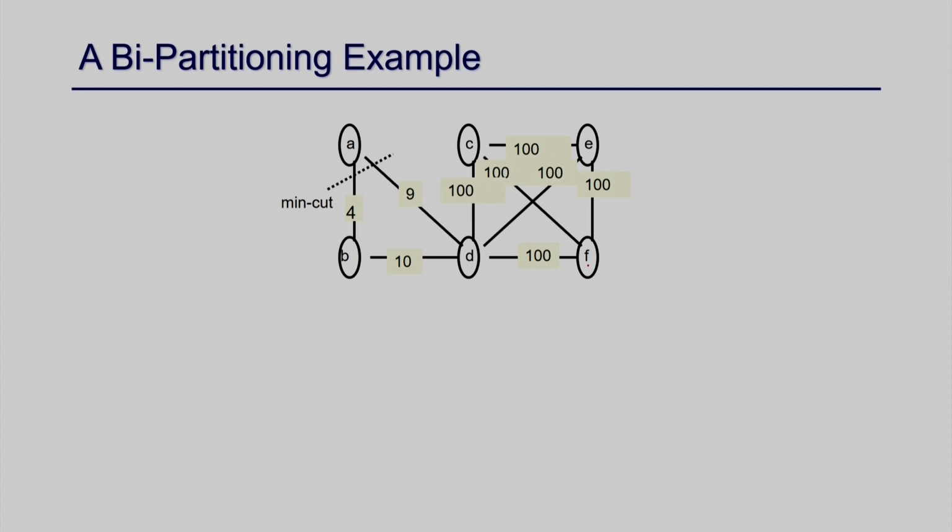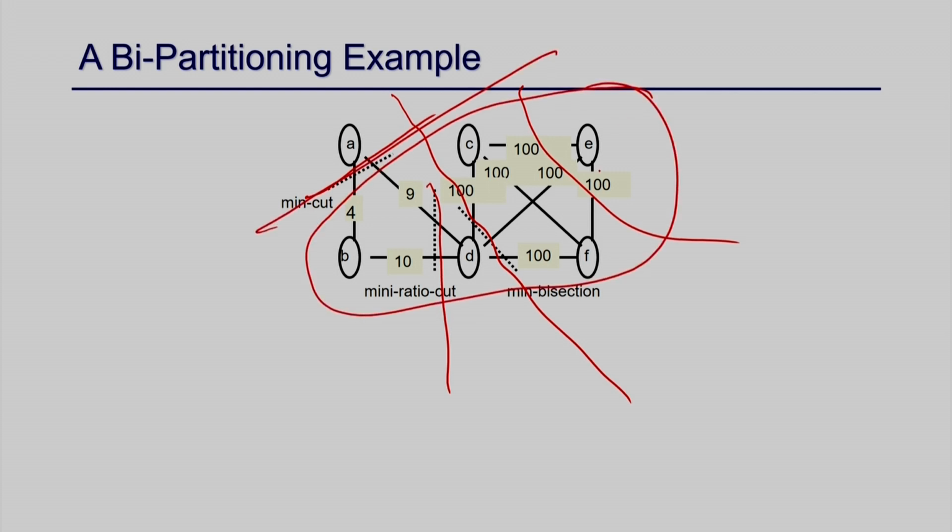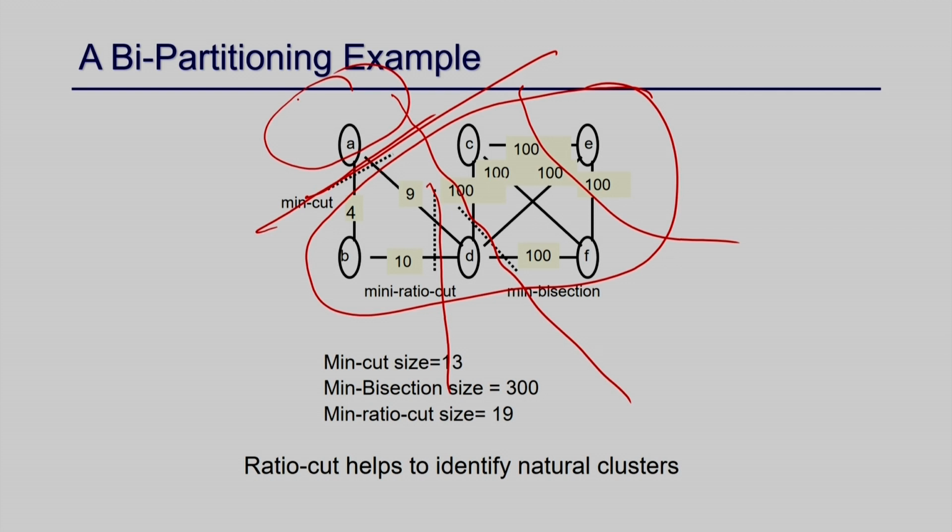So, min cut is this. If you think about a cut here, how many edges are crossing? 100 plus 100 plus 100 is 300. If I make a cut here, the number crossing is 4 plus 9, 13. So, this is a minimum cut, and this is a minimum bisection, because if I make a cut here, the number of nodes on this side is 3 and on this side is 3. And this is the minimum cut ratio, because if you make a min cut, this part of the circuit has 5 nodes and this part has only 1 node, whereas if you make a cut here, I have 4 nodes on this side and 4 on this side.